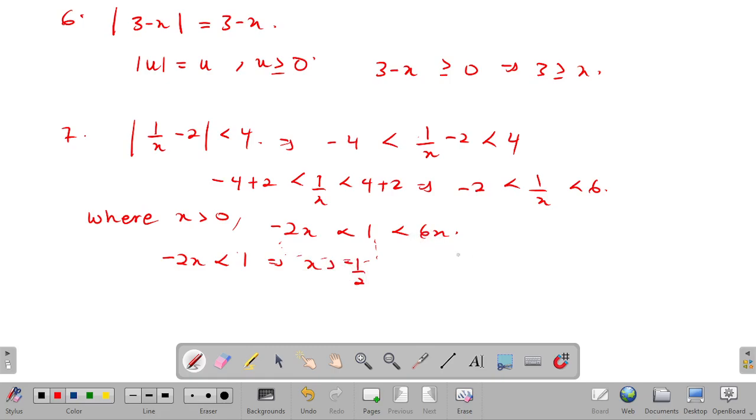Then you break this one, you're going to have 1 less than 6x. And what are you getting? You get 1/6 less than x. So these are the two options: either x is greater than negative 1/2 or x is greater than 1/6.